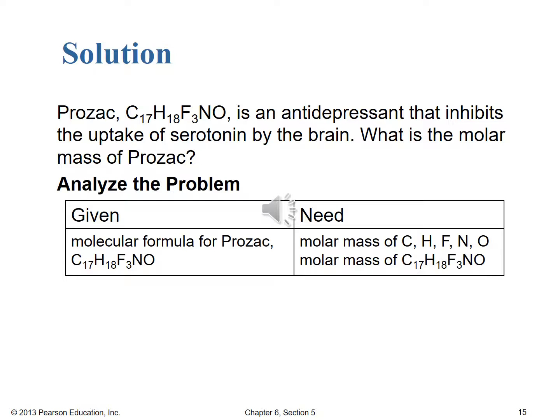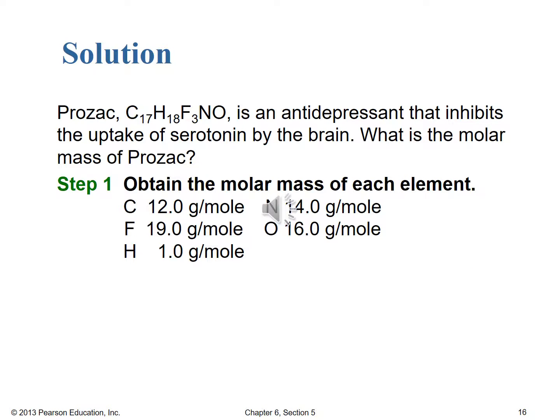So our first step, of course, is to analyze the problem. We're given the molecular formula for Prozac, and we need the molar mass of each of the atoms present, and then for the total compound. So here we go. We've got a lot of different atoms present, right? 5 this time, which is the most we've done so far. So obtain the molar mass of each of those elements from the periodic table, rounded to the nearest tenth of a gram, and here they are. Hopefully that's what you found as well.